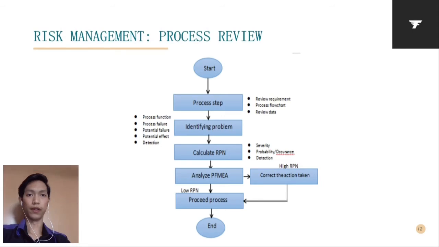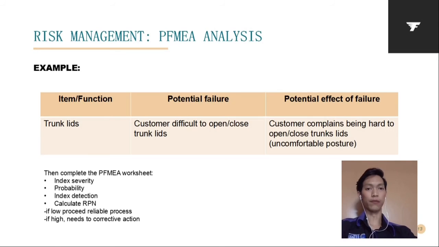Next, for the risk management process review, this is our flowchart. We need to identify all the process components that can be listed in the FMEA table. For PFMEA analysis, I take one example item: trunk lid, potential failure, customer difficult to open and close trunk lid, potential effect of failure, customer complaint being hard to open and close trunk lid, that is uncomfortable posture. Then we can complete the PFMEA worksheet: index severity, probability, index duration, and then calculate RPN.